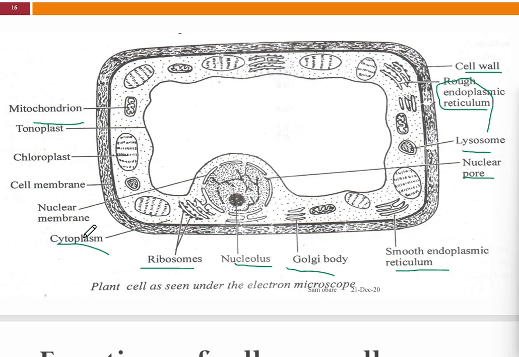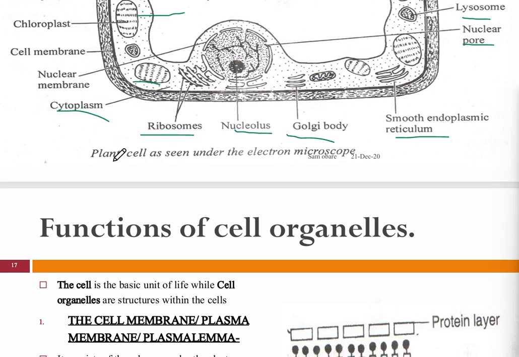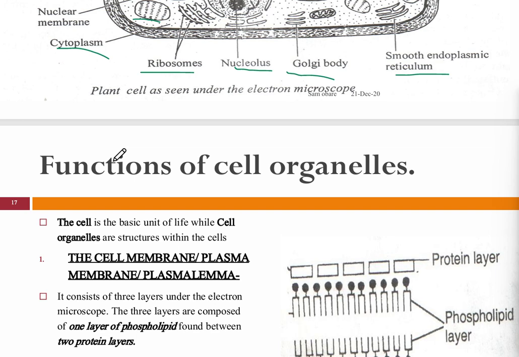We have cytoplasm. Cytoplasm is a liquid. All these liquids available here are known as cytoplasm. Also, we have the cell membrane and we have the chloroplast.